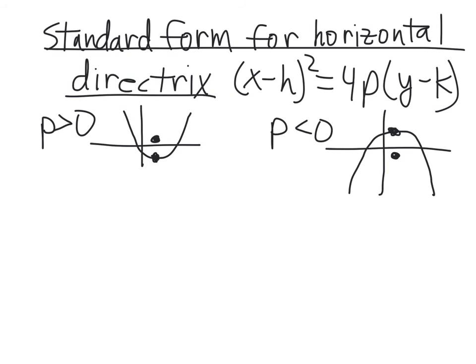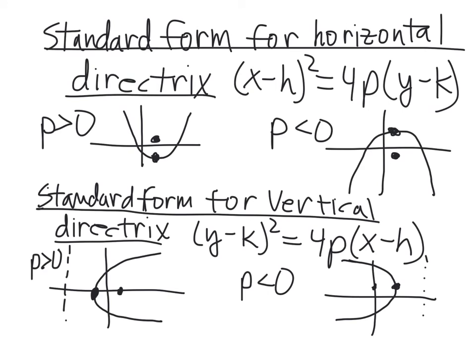Okay. Now, what about a vertical directrix? With the vertical directrix that flips around our equation, that will give the y part the square. We'll have y minus k quantity squared equals 4p times the quantity x minus h. Our vertex is still hk. P still represents which direction we're going. If p is positive, that means the focus this time is to the right of the vertex. If p is negative, we go to the left for the focus.